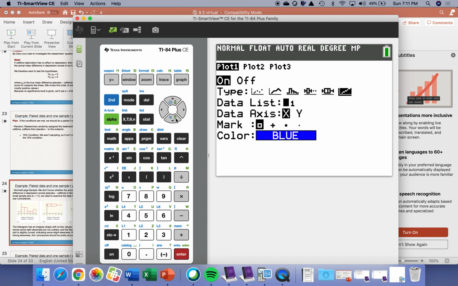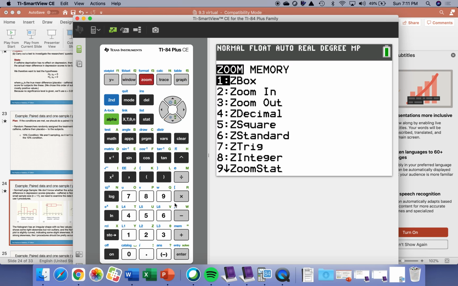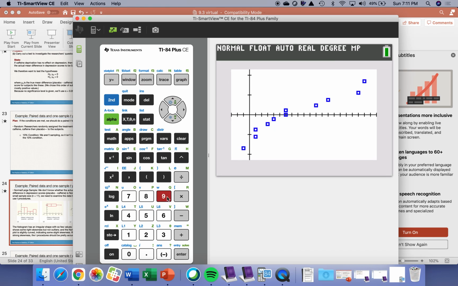It's not going to be list 1. It's actually going to be list 3, because that is the data I care about. When I hit graph, I gotta hit zoom stat. There it is. That's what you see on the PowerPoint as well. We're looking at just the data in list 3, which is the difference between the placebo and the actual caffeine.